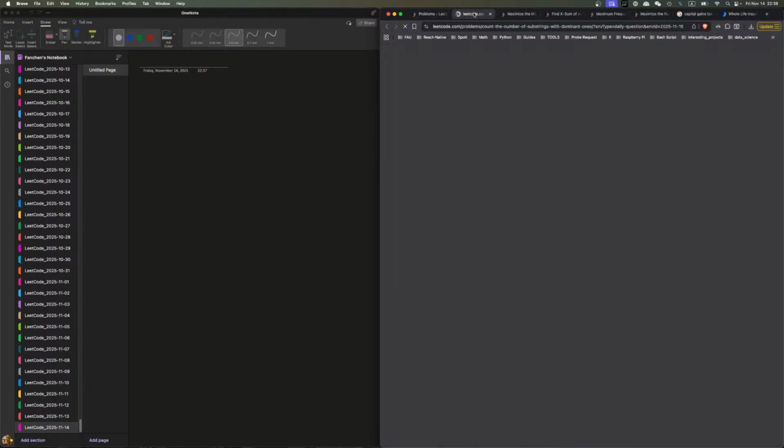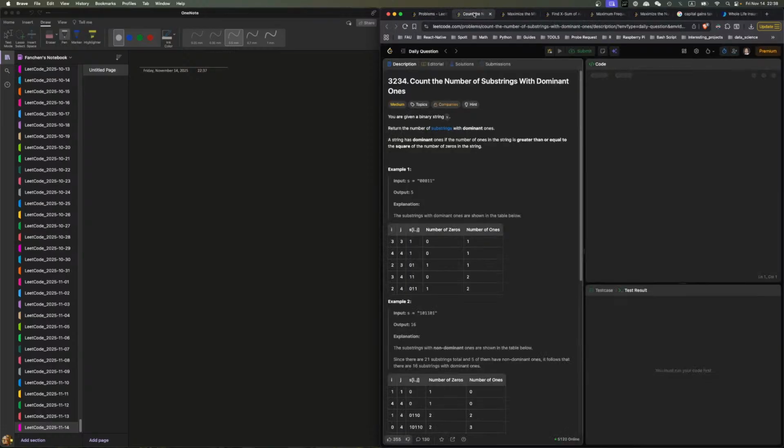Count the number of substrings with dominant ones. You are given a binary string. Return the number of substrings with dominant ones. A string has dominant ones if the number of ones in the string is greater than or equal to the square of the number of zeros in the string. Okay, the substrings with dominant ones are shown below.